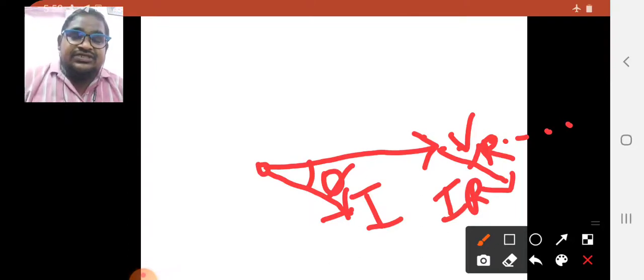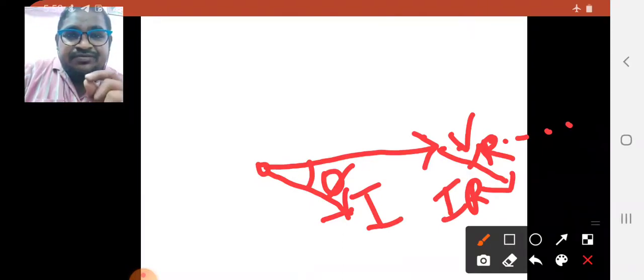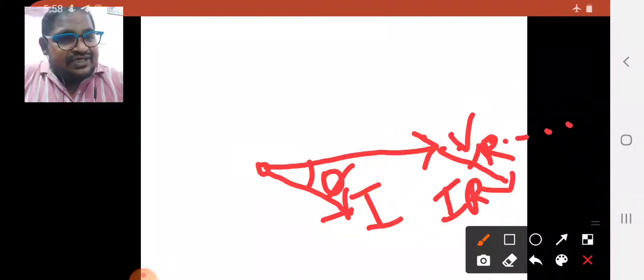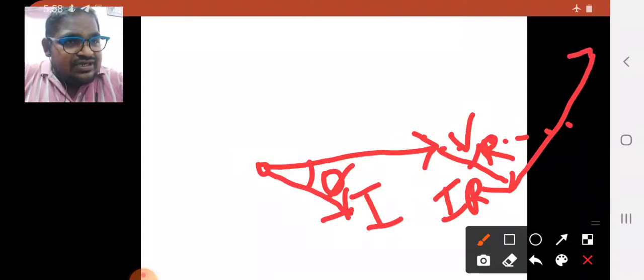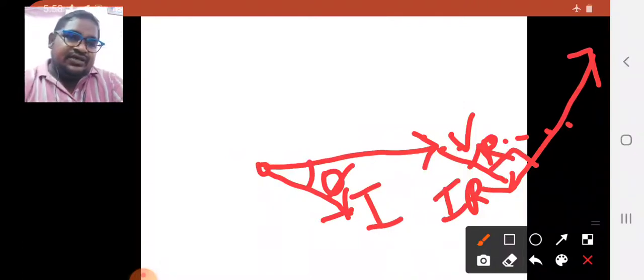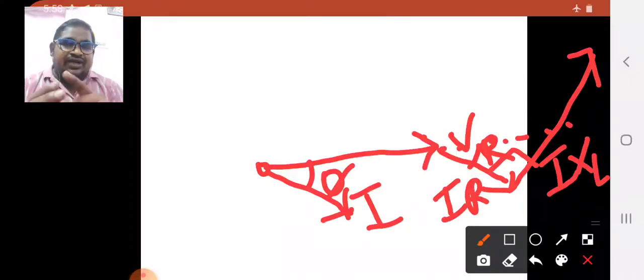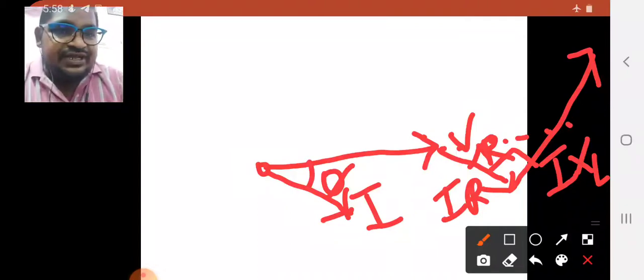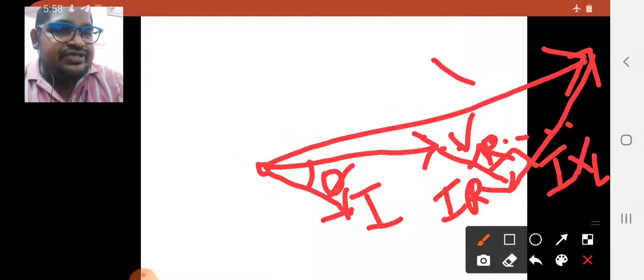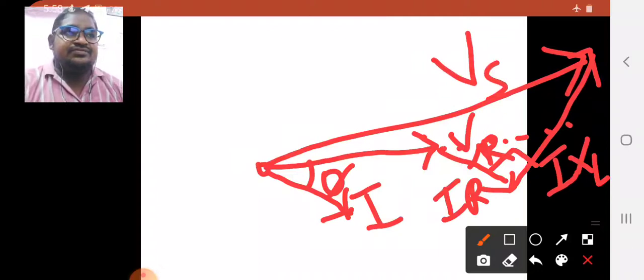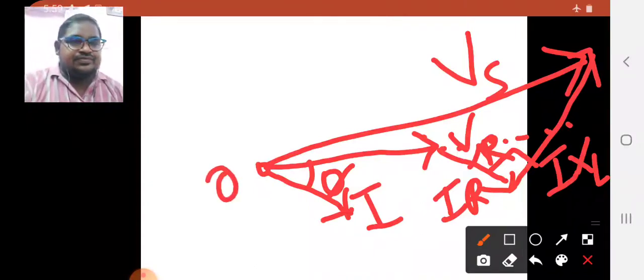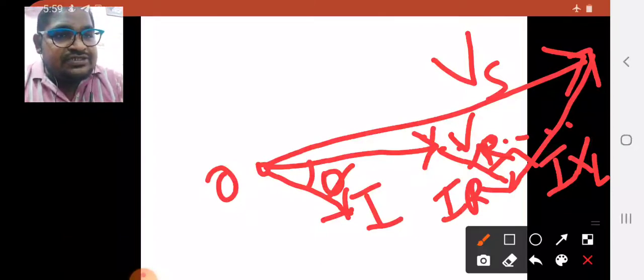Next, what is the third term? j into I XL, in the sense the j term. I already told you, whenever any quantity is multiplied with the j operator, that quantity is shifted 90 degrees in the anti-clockwise direction. So j I XL is like this, this angle is 90 degrees, and here it is I into XL. Now if I club all these things, we get the sending end voltage, this is Vs. This is the phasor diagram. Let this be point O. Let this be A.